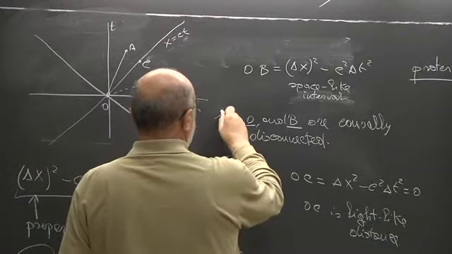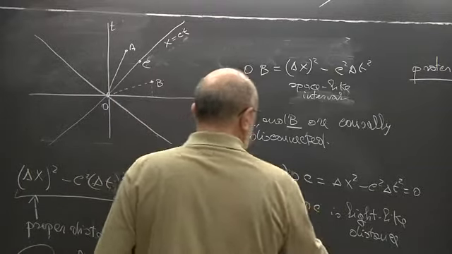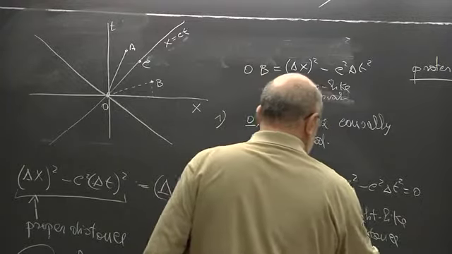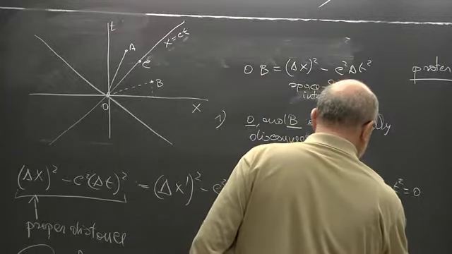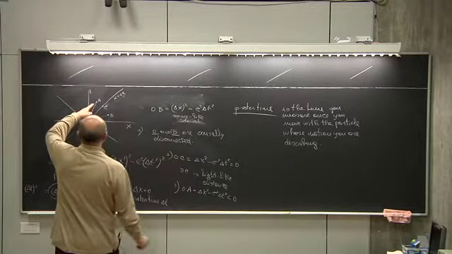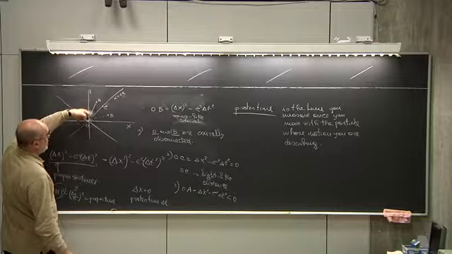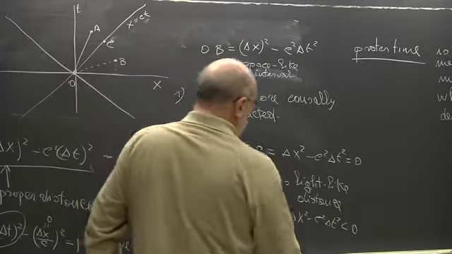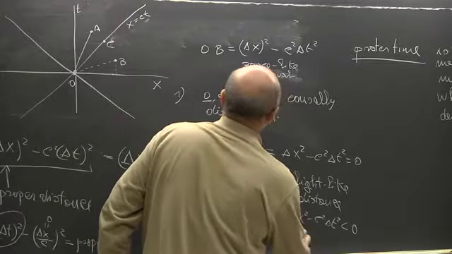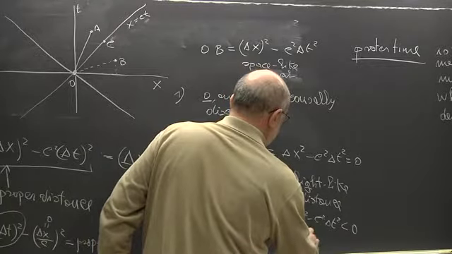Third case, the third case is OA, where delta x square minus c square delta t square is less than 0. You see the time part is bigger than the space part. This is called a time-like distance.